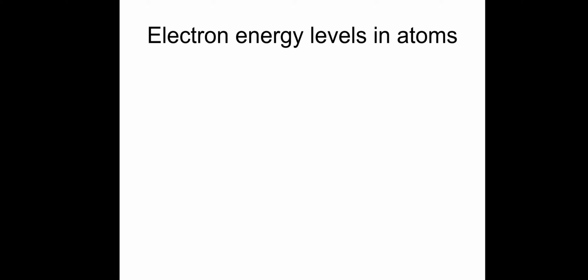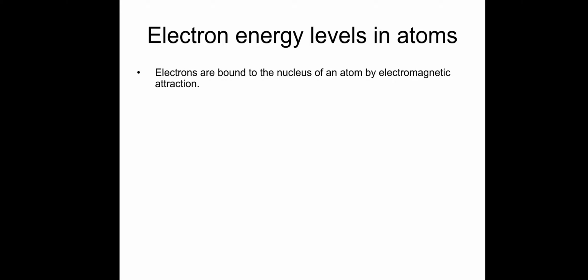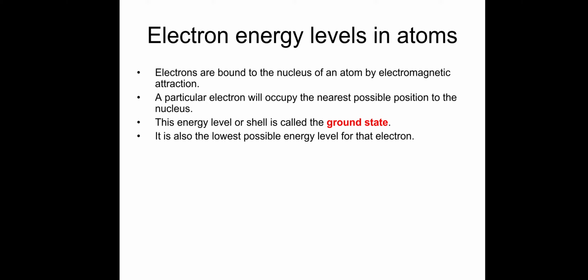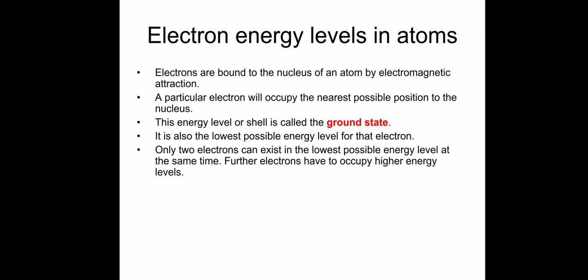So let's look at the next bit. Electron energy levels in atoms. Electrons are bound to the nucleus of an atom by the electromagnetic attraction. A particular electron will occupy the nearest possible position to the nucleus. And this energy level, or shell, if you do chemistry, is called the ground state. It's also the lowest possible energy level for a particular electron within an atom. Only 2 electrons can exist in the lowest possible energy level at the same time, and further electrons would have to occupy higher energy levels. So you should know that from GCSE chemistry.